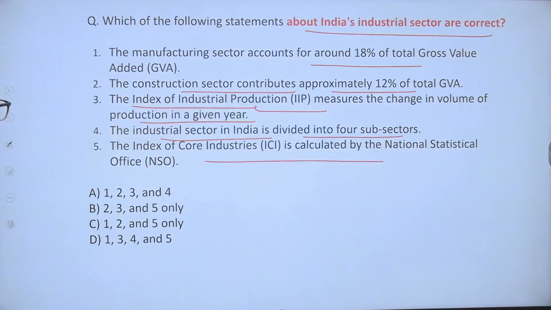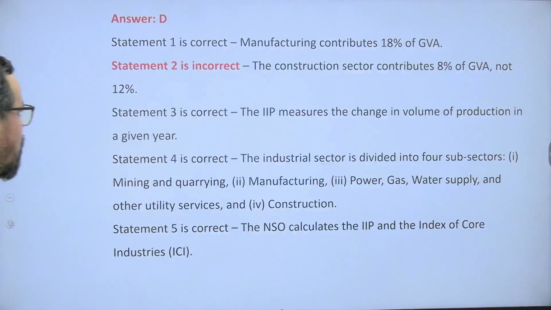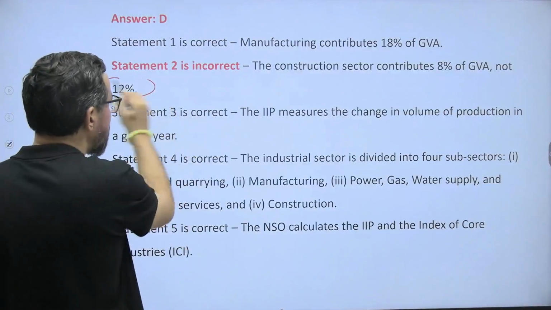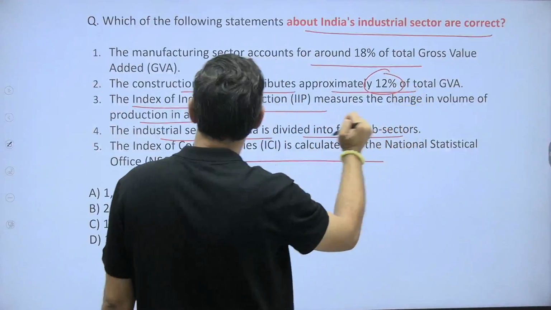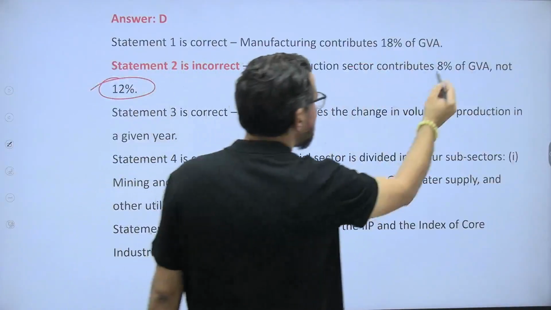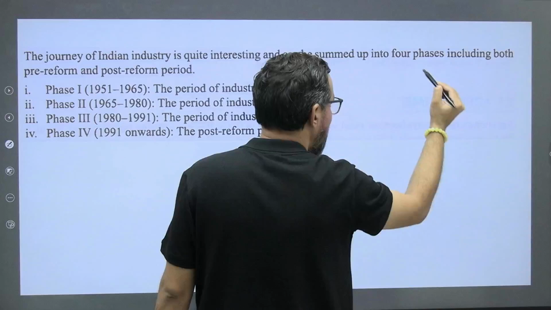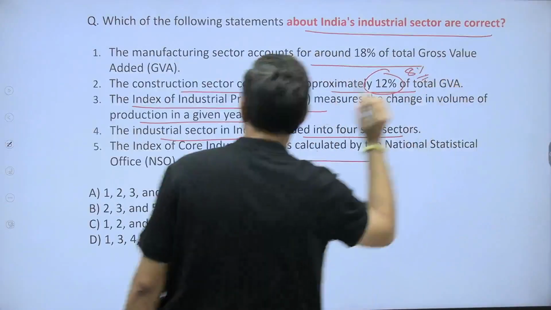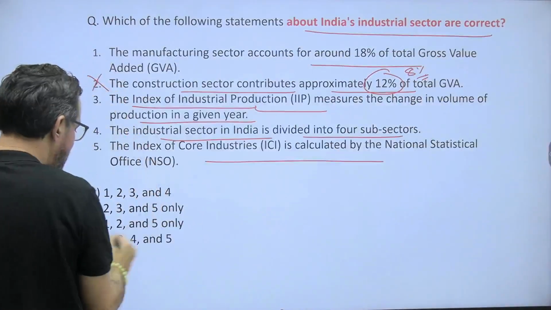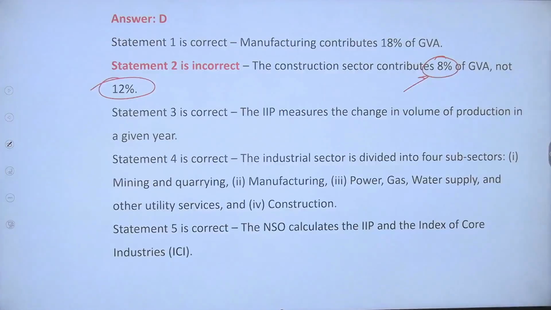So 1, 3, 4, 5. Statement 2 is the wrong one, it is not 12%. Sorry, it is 8%. Okay, it is 8%. The rest of the statements are correct. So D will be the right answer for this particular one.